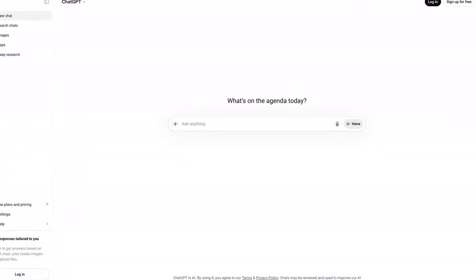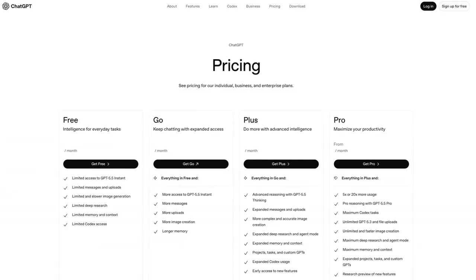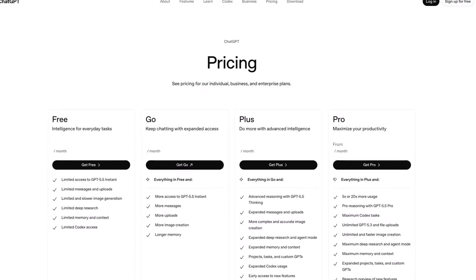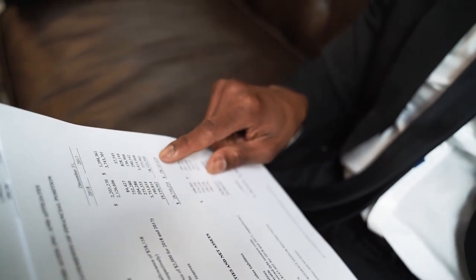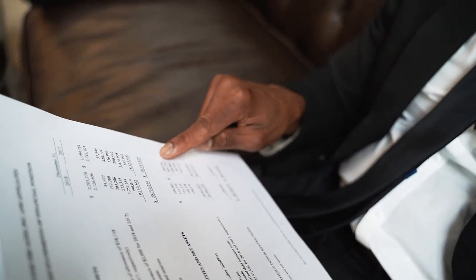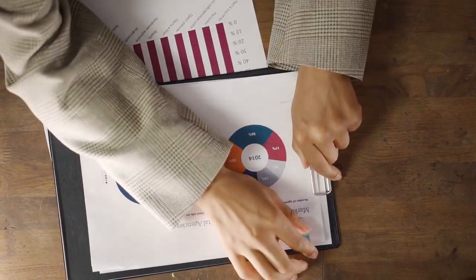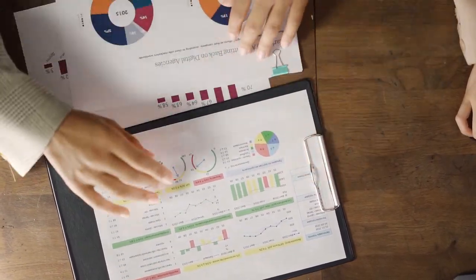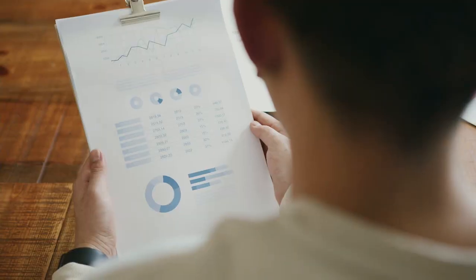ChatGPT can help you create a comprehensive financial plan, including income statements, balance sheets, and cash flow projections. To use ChatGPT for financial planning, you can ask it to generate a financial plan template and then fill in the details based on your business's specific needs and goals. For example, you can ask ChatGPT to create a plan that assumes a certain level of revenue growth or that takes into account specific expenses and costs.